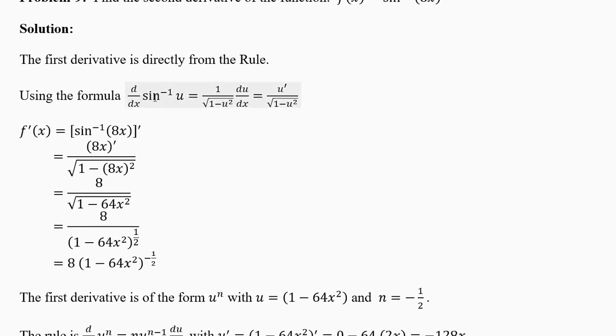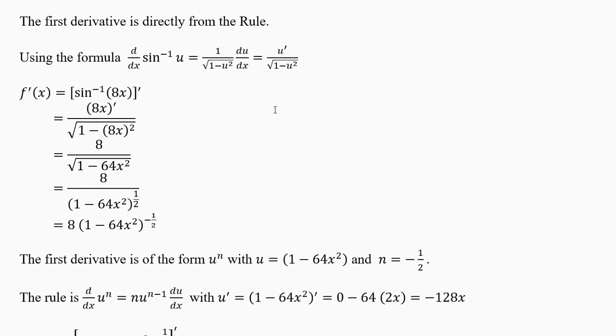Now, what's the rule? Derivative of sine inverse u is 1 over square root of 1 minus u square into du by dx. In short form, you can write it as u prime divided by square root of 1 minus u square. U equal to 8x. So derivative of u divided by square root of 1 minus u square, u equal to 8x.